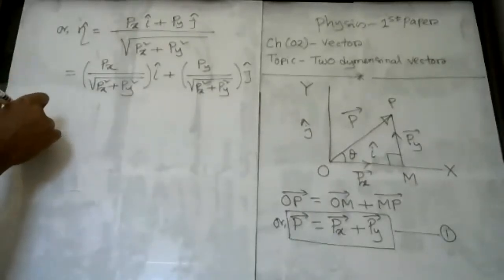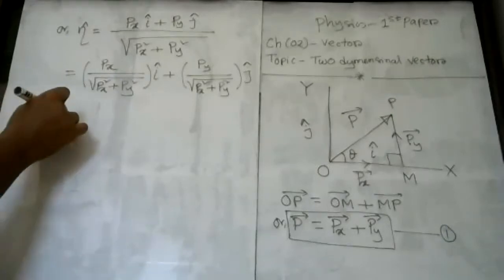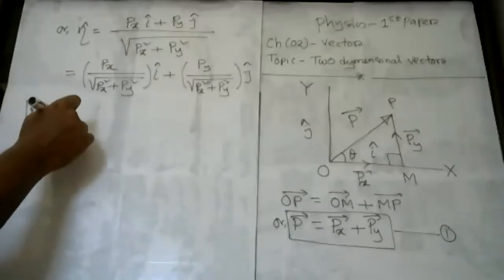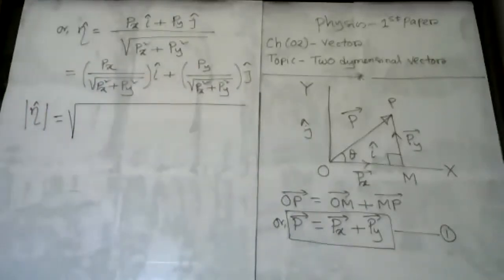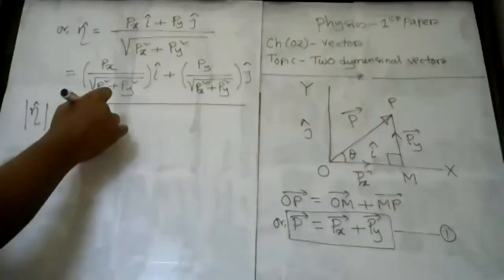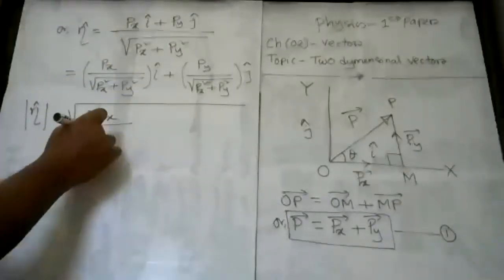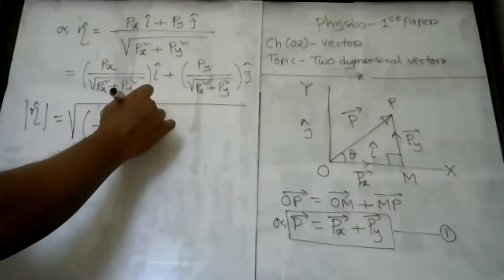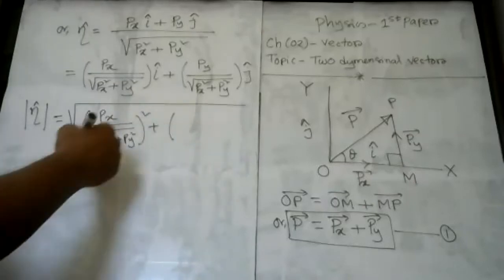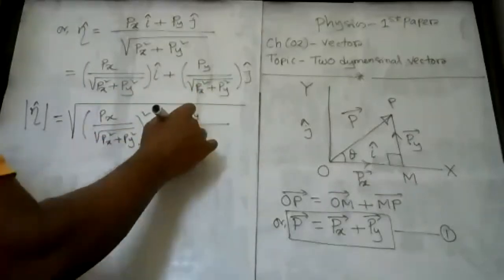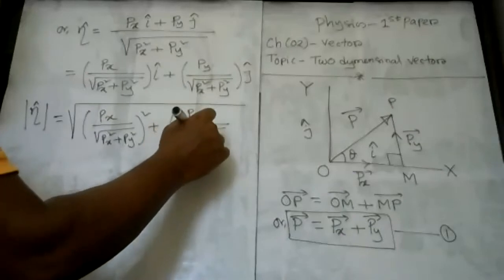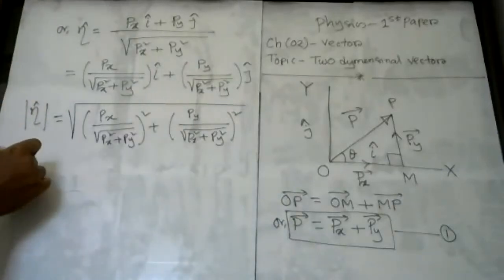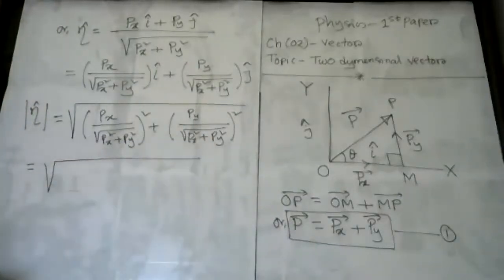We can say that the modulus of eta hat will equal to, magnitude means what? Magnitude means at first you must give a root sign and then make a square. Px divided by root over px square plus py square, whole square, and then you just make a root over here. So py divided by root over px square plus py square, whole square.